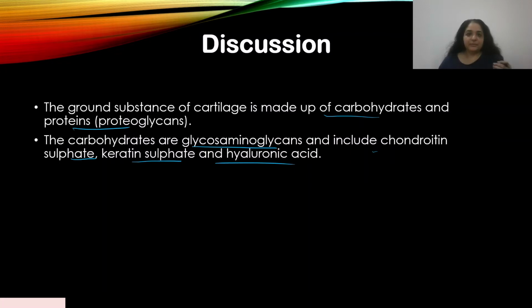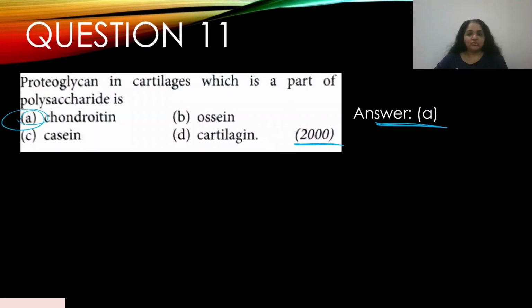Remember that, because I guess they could have framed this question a little bit better, but from what I've understood, they're asking for the carbohydrate or polysaccharide part of that. So the carbohydrates are actually called glycosaminoglycans, and these include chondroitin sulfate, keratin sulfate, and hyaluronic acid. Basically, that is what it is. So if you go back to the question, the polysaccharide part of proteoglycan cartilage is chondroitin.